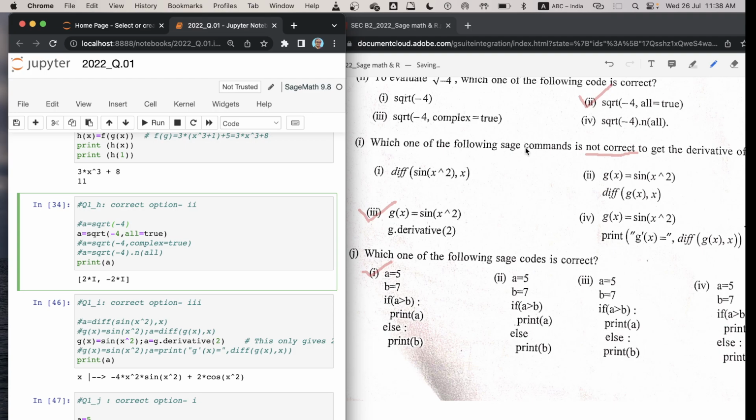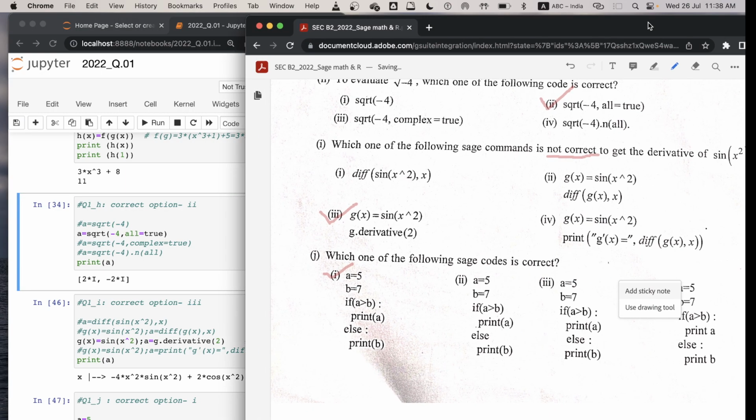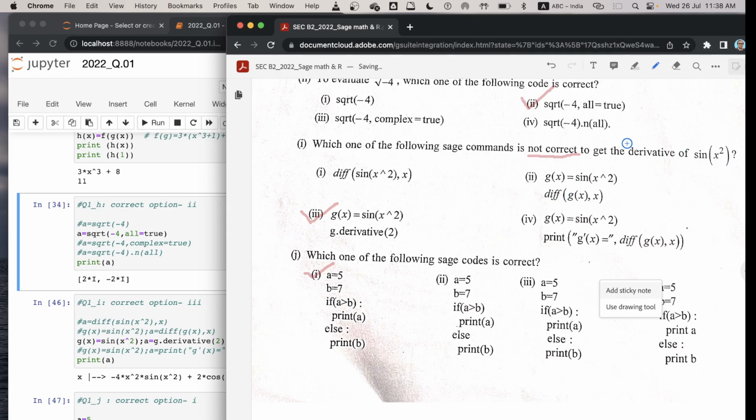Question I. Which of the following Sage commands is not correct? Not correct to get the derivative of sine x square. So the correct answer is 3, where g(x) equals sine x square and g.derivative(2).